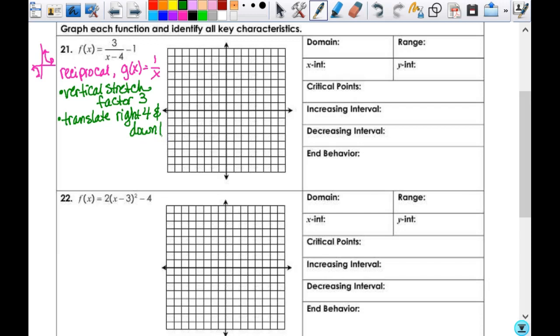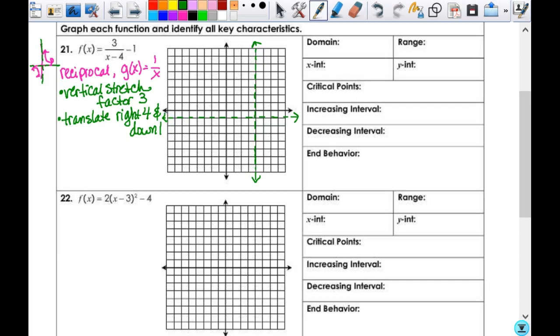So when I go over to graph this, with the reciprocal, I have asymptotes, and I have to fix my asymptotes first. Remember, they start off on the axes. But the translations are what are going to take care of moving my asymptotes. So if there's a translation of right 4, this asymptote that was on the y-axis moves to the right 4, and it's here. And then the one that was on the x-axis translates down 1, and it ends up here.